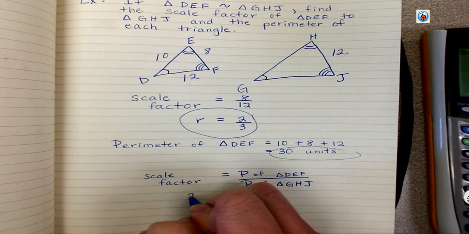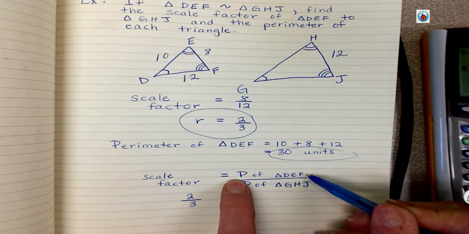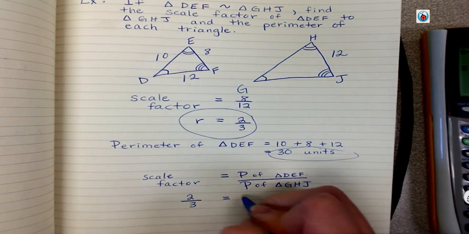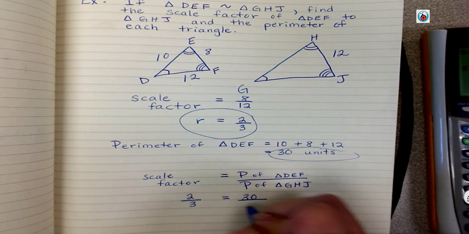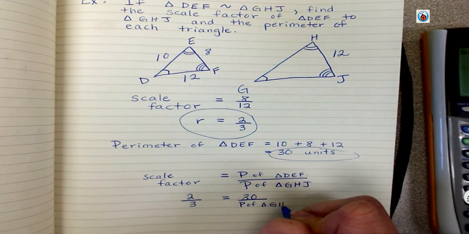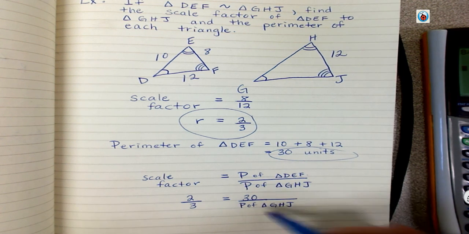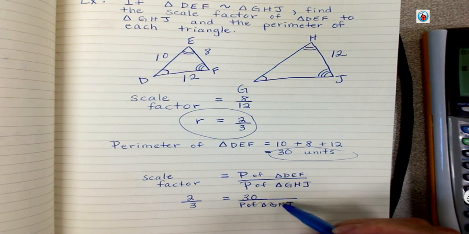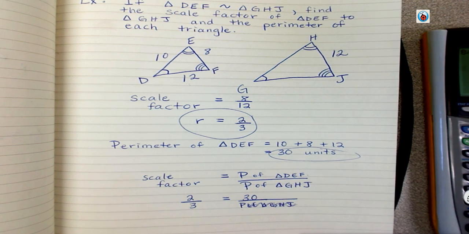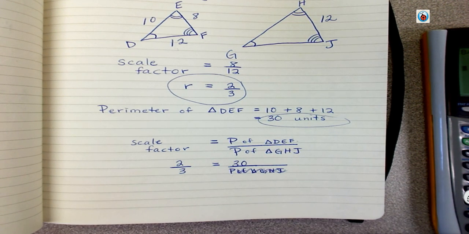So that scale factor 2 over 3 is equal to the perimeter of the first triangle, which we found was 30 when we added all of those up, to the perimeter of the other triangle, GHJ. And instead of writing perimeter of triangle GHJ, I'm going to just cover that up. We're just going to use P to make this a little bit shorter. Okay. So now I have this new proportion, 2 over 3 equals 30 over P.